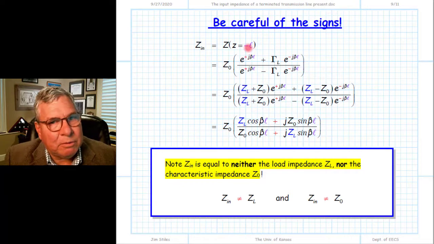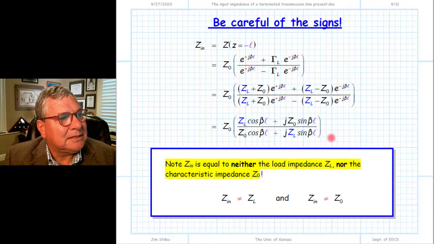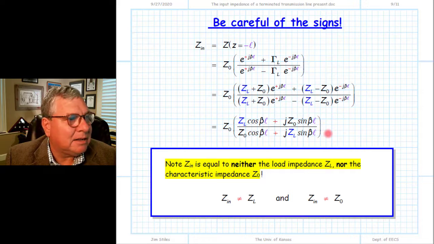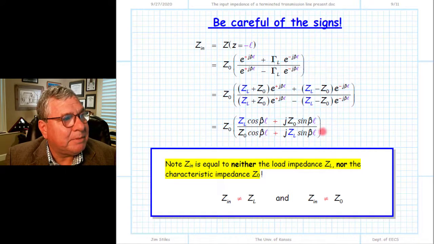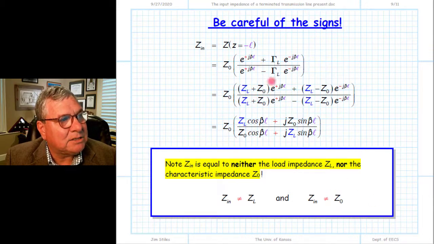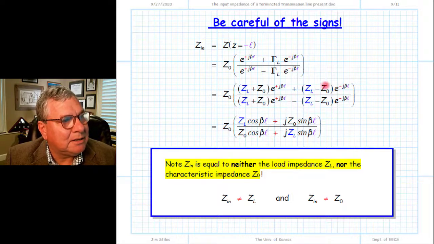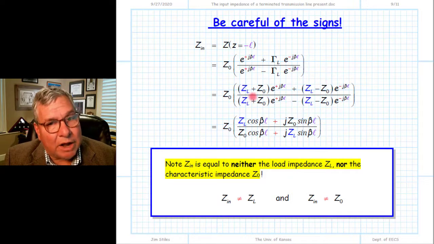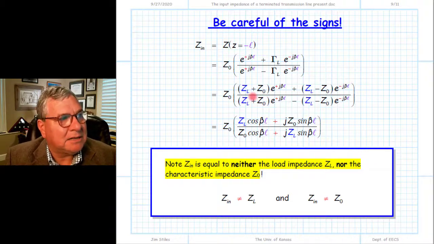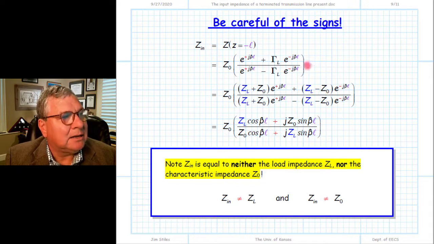The most important takeaway, though, from this result, from the input impedance, is clearly that this result is not equal to the load impedance. The input impedance is not equal to the load impedance. Moreover, the input impedance is not equal to the characteristic impedance of the transmission line. Now, there can be cases where it turns out it is numerically equal to Z0, and that happens when terms like this become 1, which can happen, but in the general case, the input impedance is not equal to the characteristic impedance.